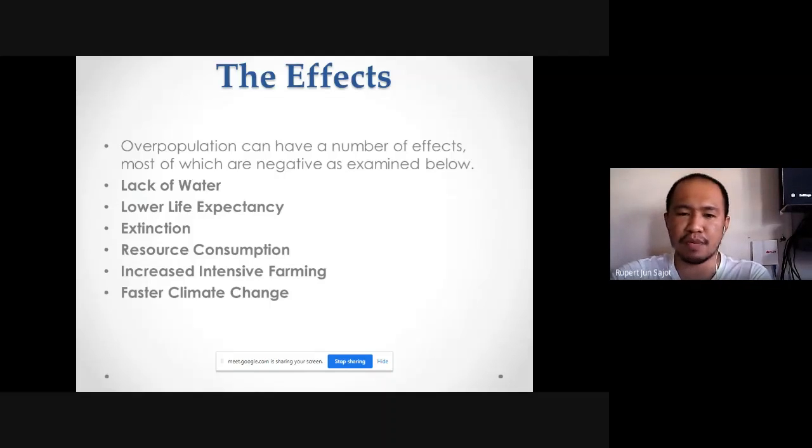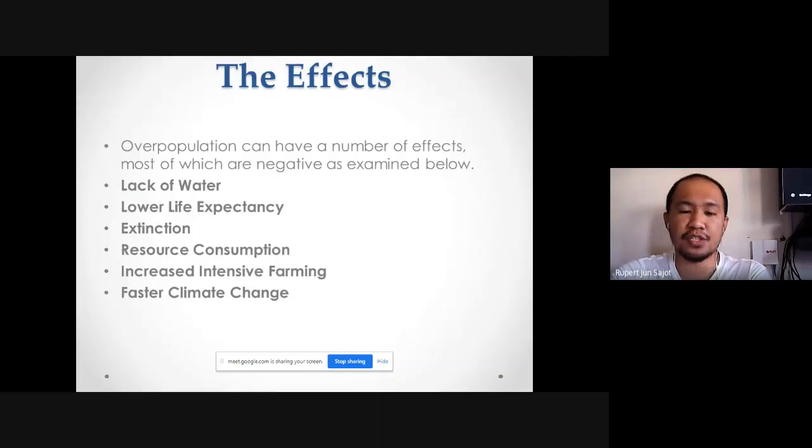Next, extinction. This is actually extinction of other living things. Overpopulation causes pressure to our natural resources, whether it be from fauna or from flora, right? So our animals, our precious plants, this is very threatened, to the fact that numbers of these living things are actually extinct already.